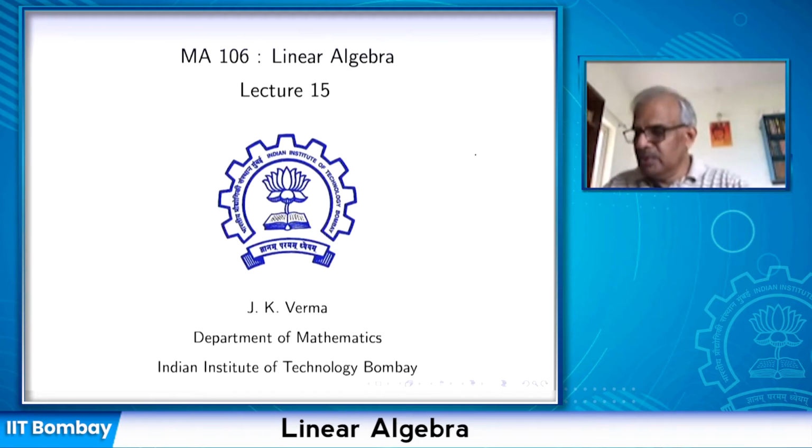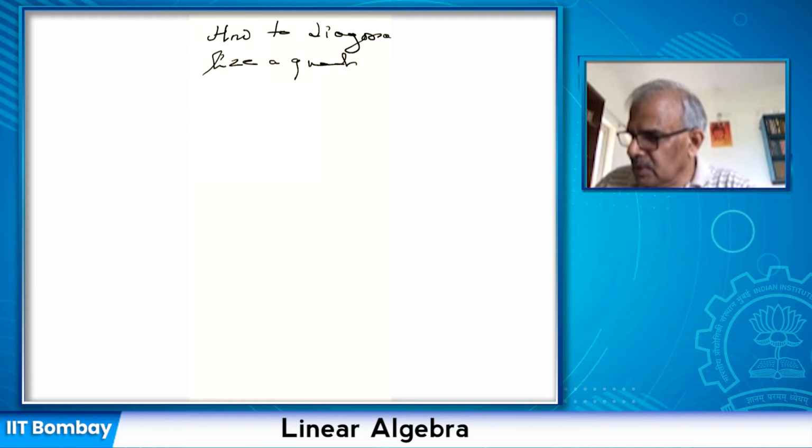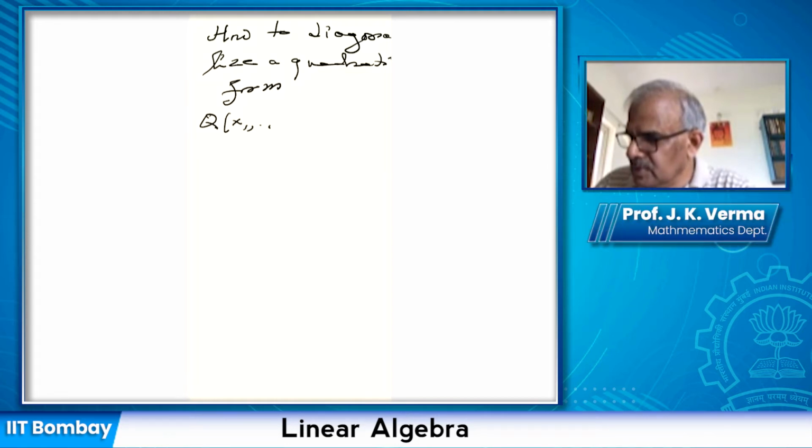Today we are going to learn about applications of spectral theorem. So last time we proved spectral theorem and I discussed how to diagonalize a quadratic form. So quadratic form, let us say in n variables.